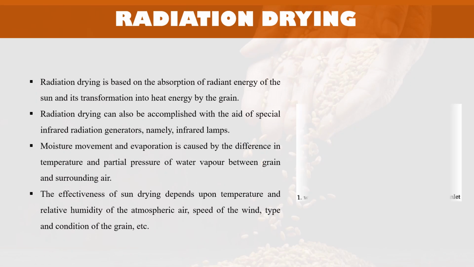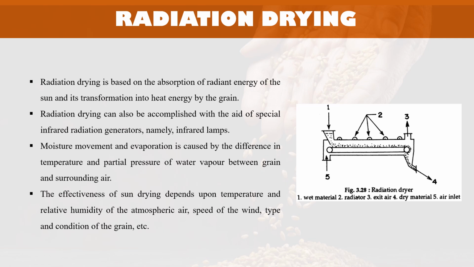Coming to radiation drying, it is based on the absorption of radiant energy of the sun and its transformation into heat energy by the grain. Radiation drying can also be accomplished with the aid of special infrared radiation generators, namely infrared lamps. Moisture movement and evaporation is caused by the difference in temperature and partial pressure of water vapor between the grain and the surrounding air. The effectiveness of sun drying depends upon temperature and relative humidity of the atmospheric air, speed of the wind, type and condition of the grain, etc.